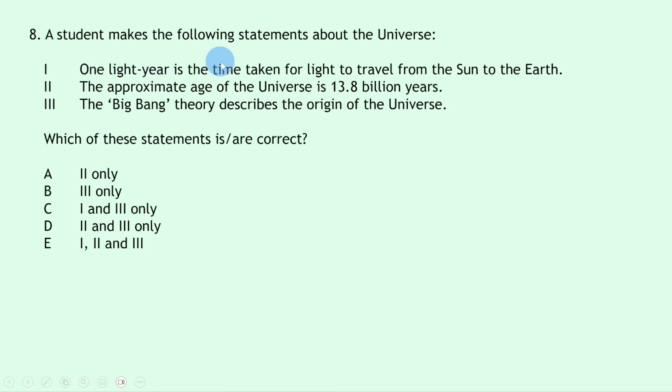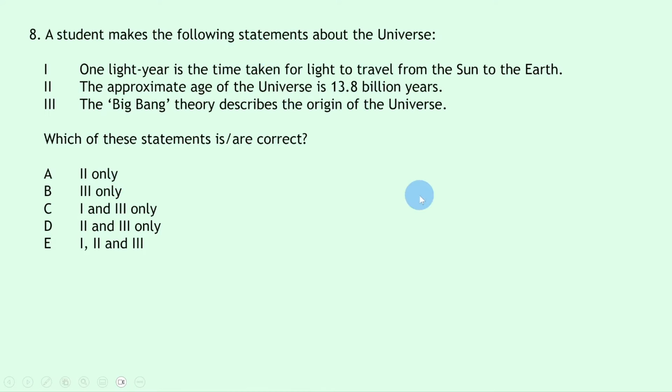Question 8 says a student makes the following statements about the universe. Statement 1 says 1 light year is the time taken for light to travel from the Sun to the Earth. Statement 2 says the approximate age of the universe is 13.8 billion years. And statement 3 says the Big Bang Theory describes the origin of the universe. Which of these statements is or are correct?